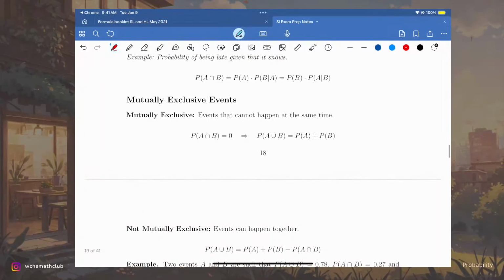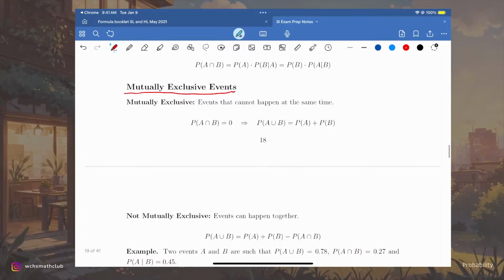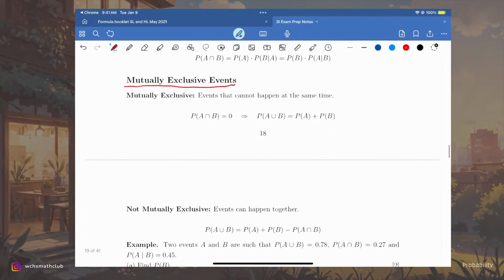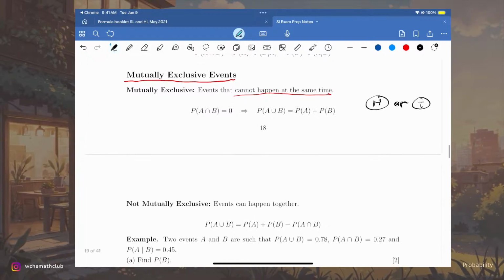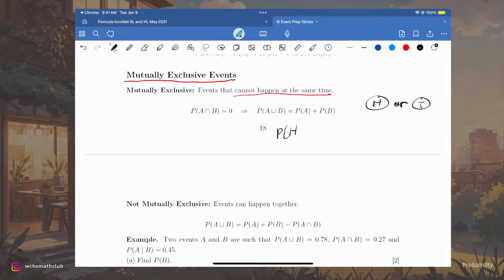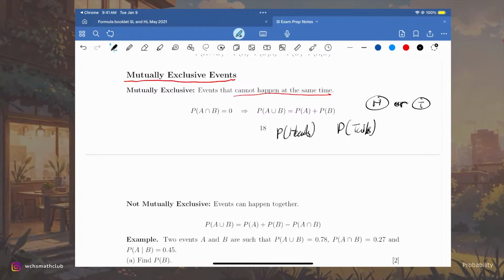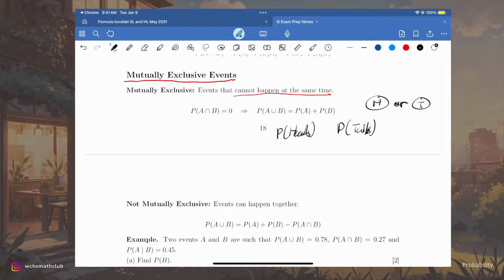Next up, we're going to go to mutually exclusive events. These are events that cannot happen at the same time. So, for example, let's say you're flipping a fair coin, so either heads or tails. Mutually exclusive events would be the probability of getting heads and the probability of getting tails, because obviously when you flip one fair coin, you can't get heads and tails. You can only get one or the other. So those events cannot happen at the same time.